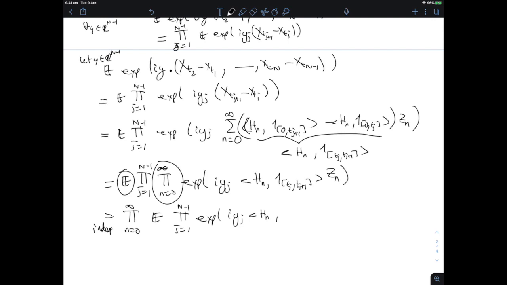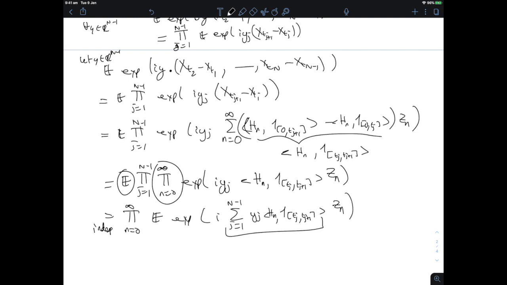Hn. I should have said, it's not completely clear with that product in j here, so I should have put the product back inside, I suppose, at this stage, and written that as the expectation of the exponential of I times the sum over j from 1 to n minus 1 of yj Hn times this indicator function, whatever that thing is, right? That is some number depending on n, but that's not a random variable, that's just a number, and that's Zn, which is my random variable, and all the Zn's are independent, so I can make that exchange.